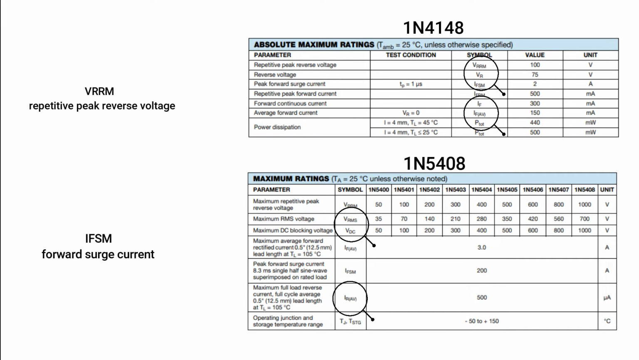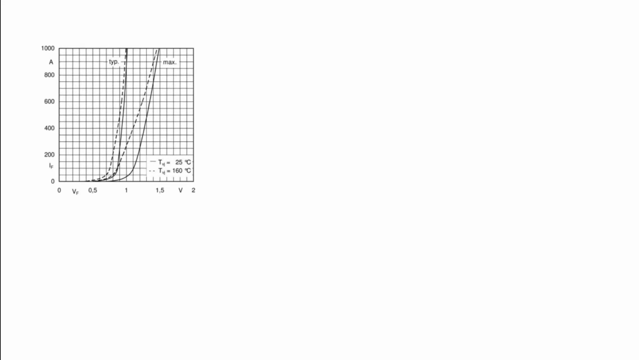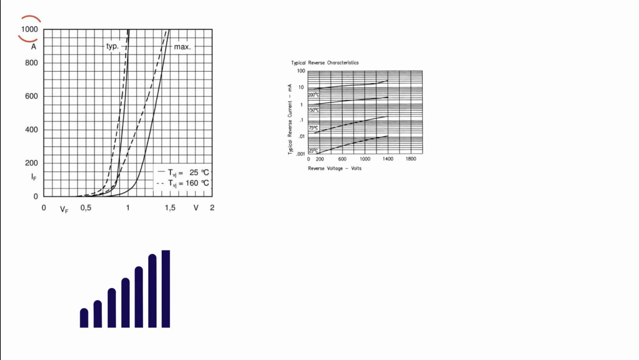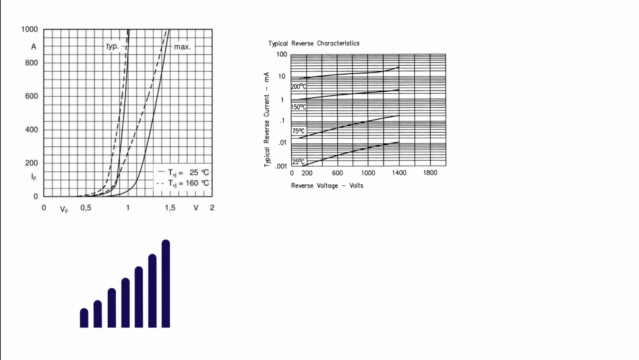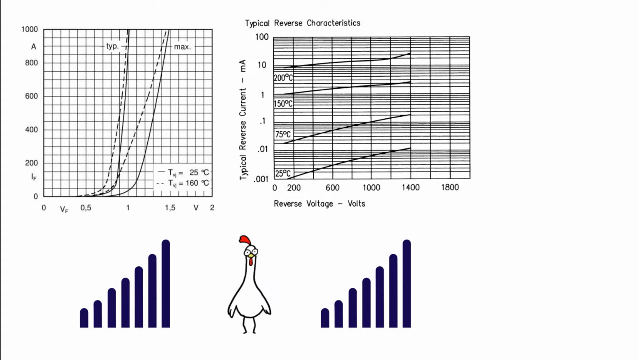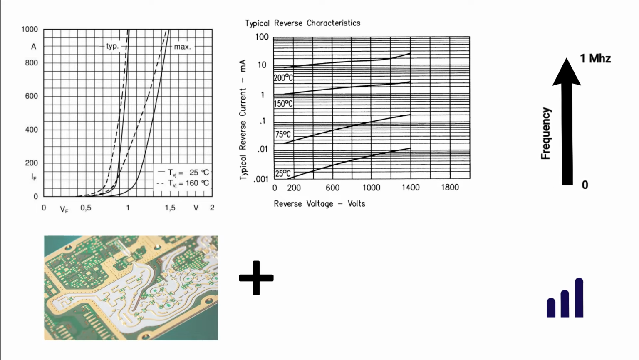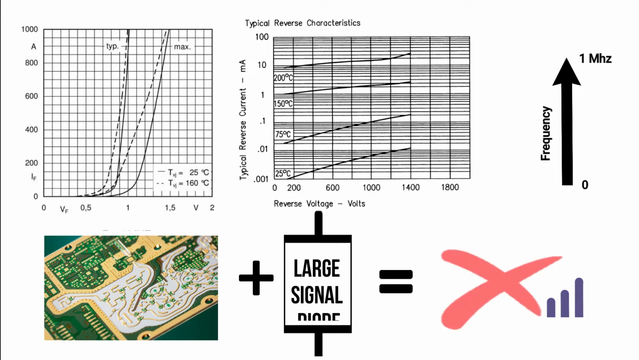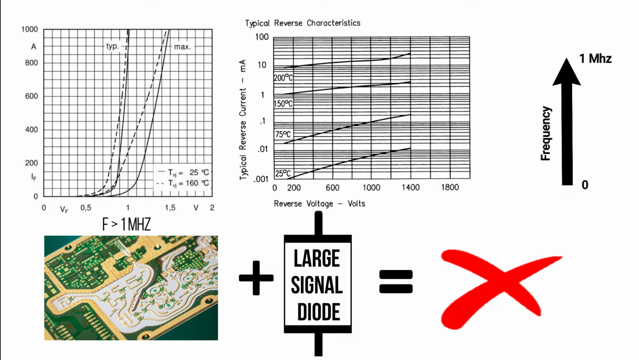These were just some examples, but the large signal diodes can have a forward current up to several kiloamperes and reverse blocking voltage up to a few kilovolts. Despite having these large values, this type of diode has a big disadvantage. It is not suitable in circuits which are working with frequency above 1 MHz.